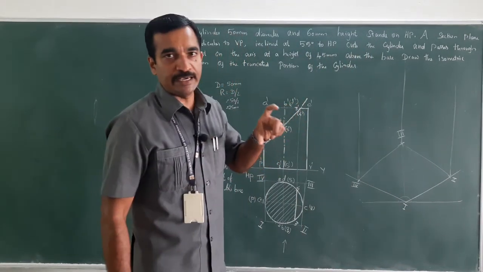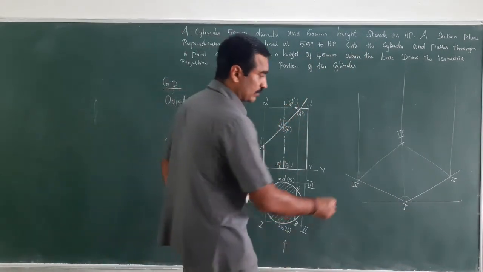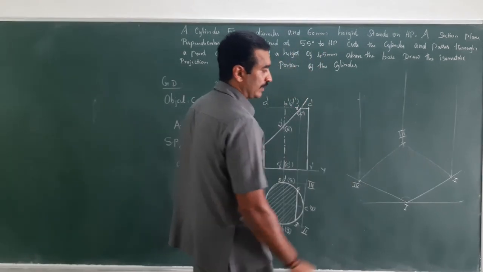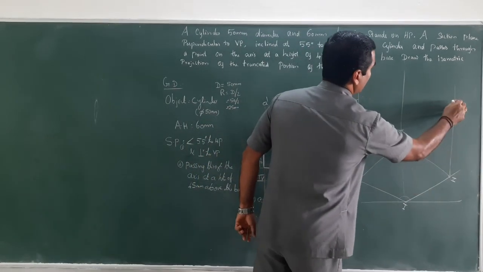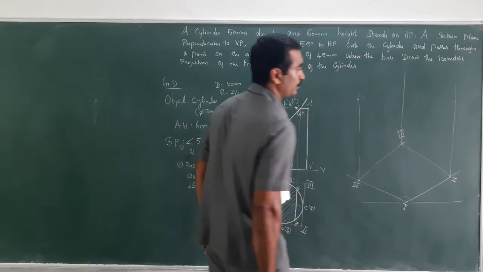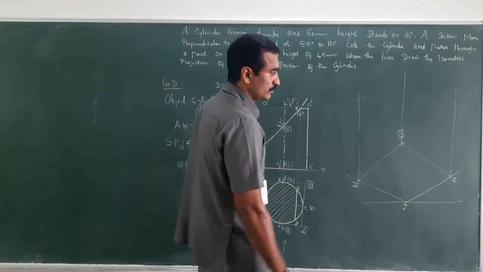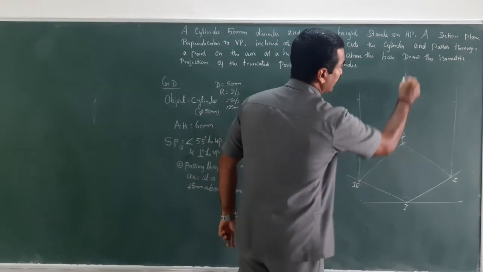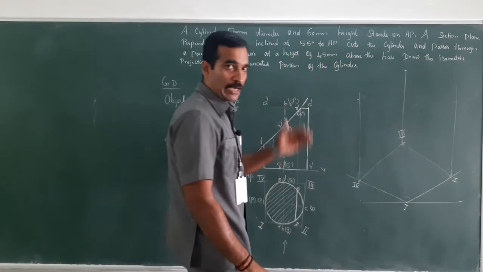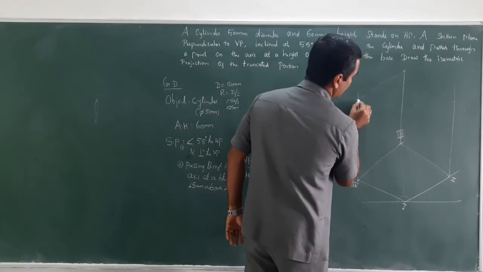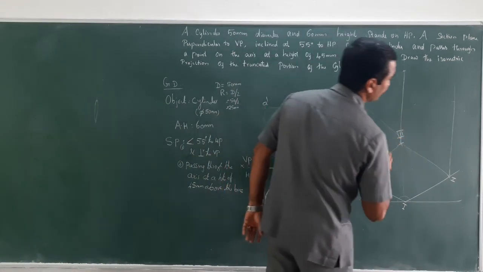Now take 60 mm in your compass, keeping at 4, cut an arc. And similarly, keeping at 2, cut an arc. Now keeping at 1, cut an arc. And keeping at 3, cut an arc. Now connect all the points.